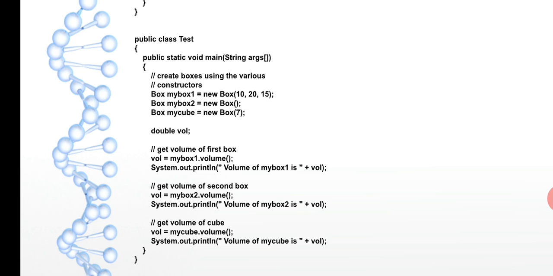Now for the first object creation, what are you going to do? You are going to pass 3 values: 10, 20, and 15 inside the brackets. Now where will these 10, 20, and 15 sit?